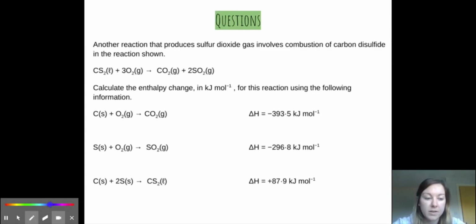Okay, so exactly the same procedure. The only difference is this time we have 3 different equations. Now sometimes they can give you 3, sometimes they'll give you 2. It doesn't really matter because the process is exactly the same.